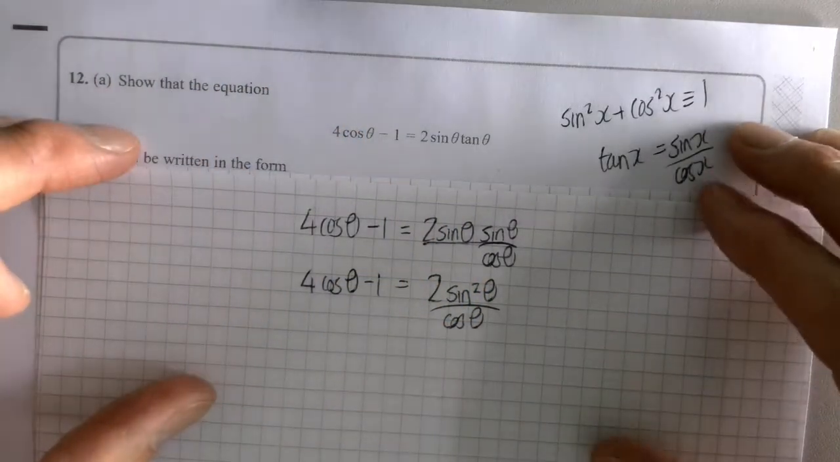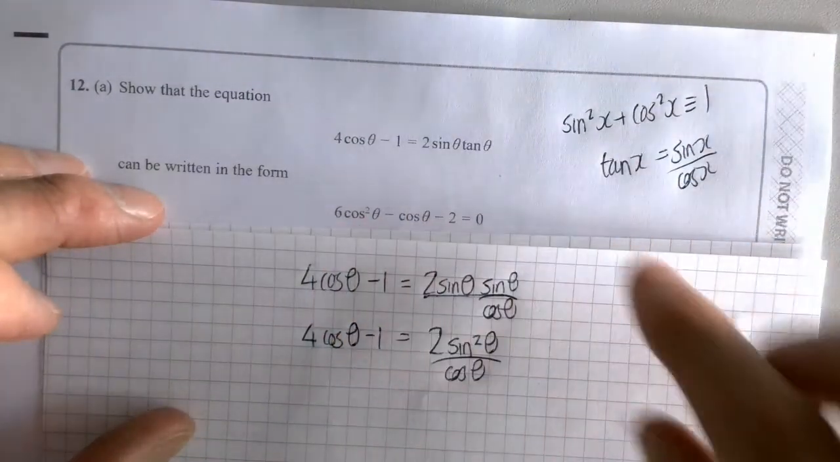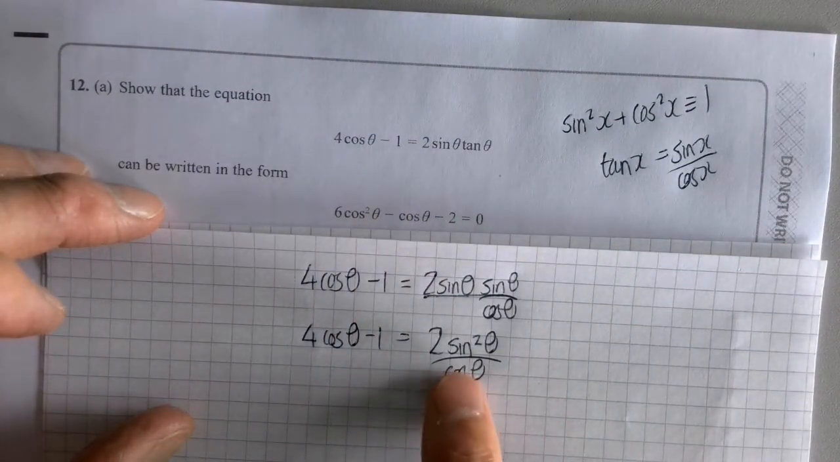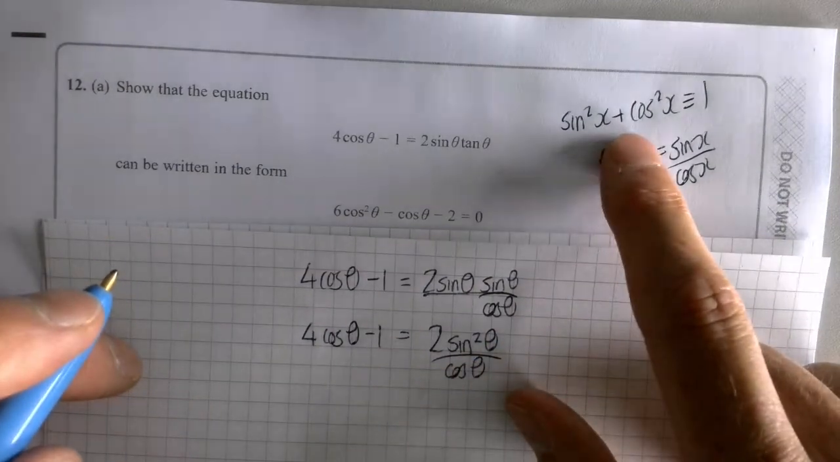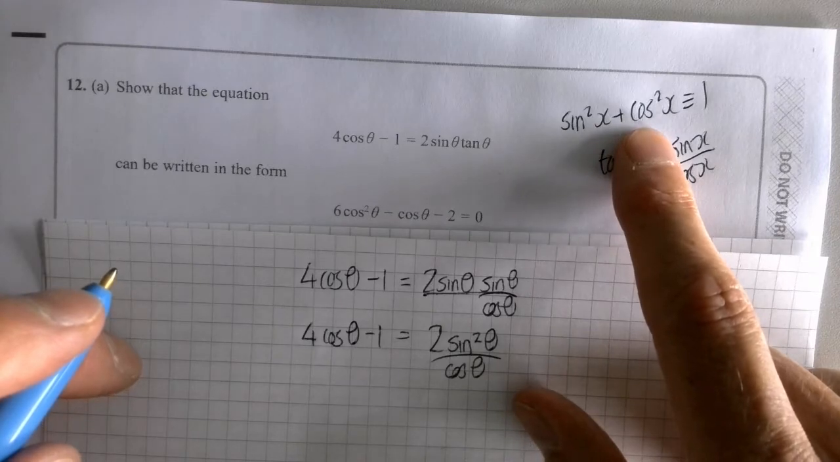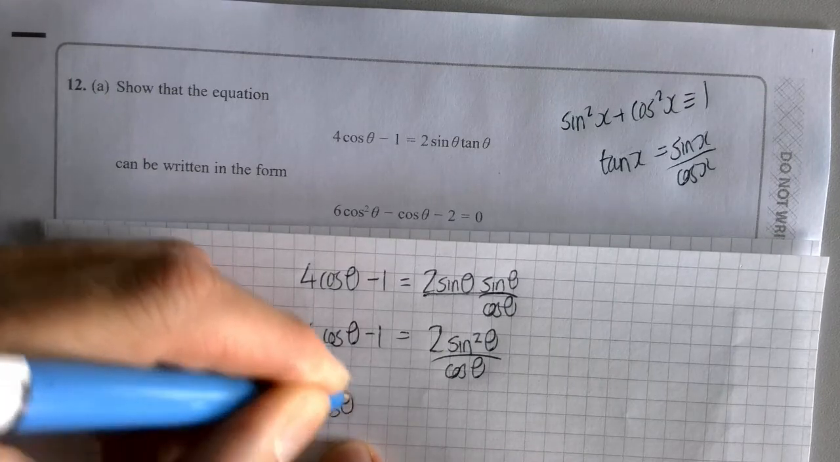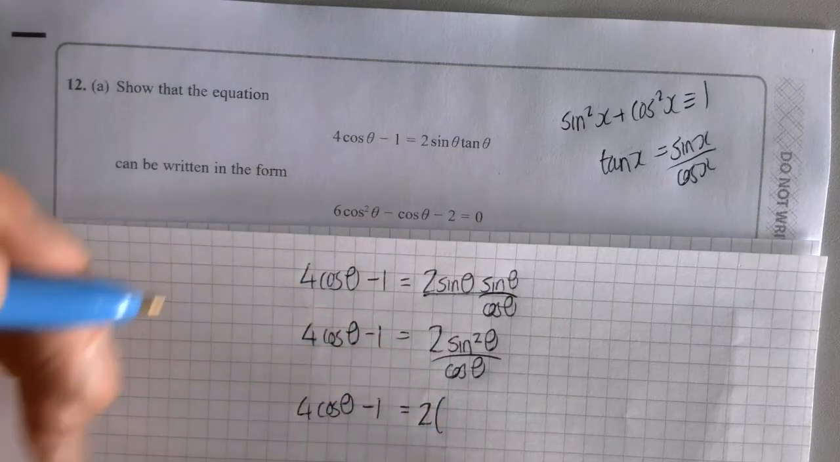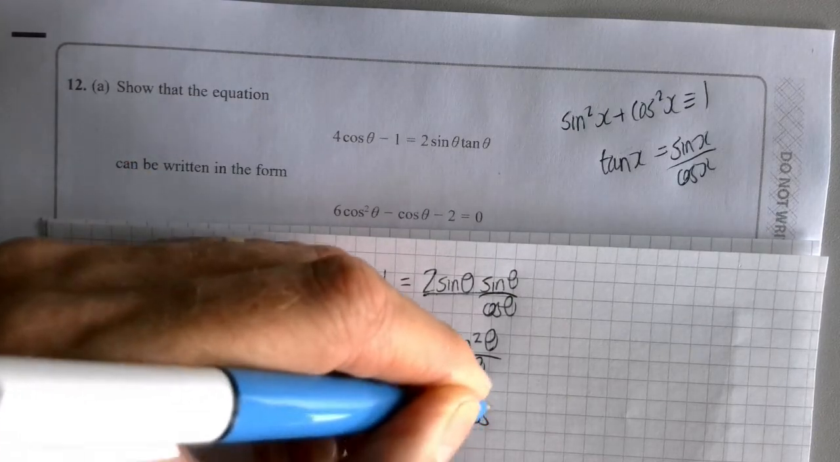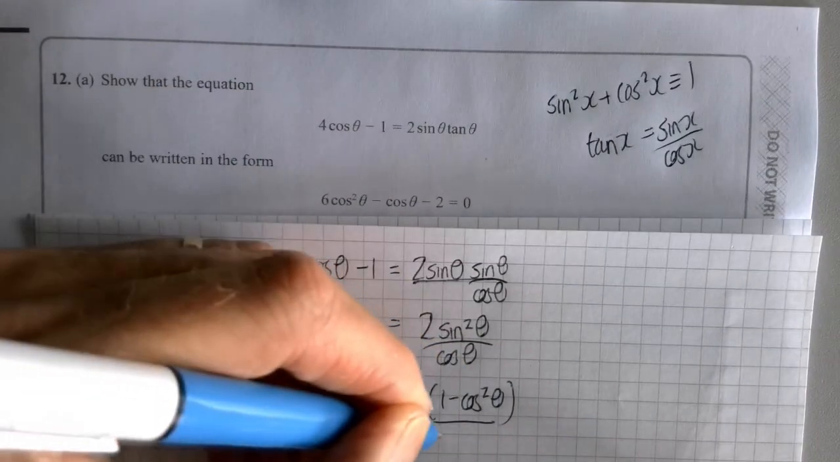Now, if I look at what I've got to show, no sines involved at all, but the only sine I've got here now is a sine squared, and I know that I can rearrange this to say sine squared is 1 minus cos squared. So I'm going to rewrite that. So it's 2 lots of 1 minus cos squared theta. So I've replaced sine squared with 1 minus cos squared.